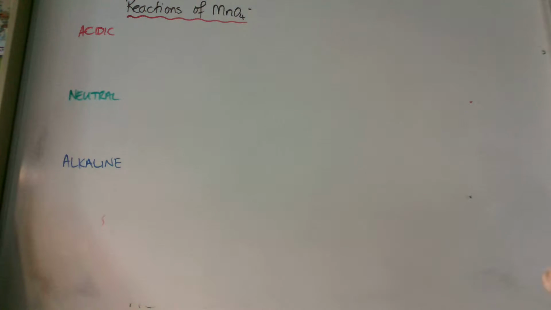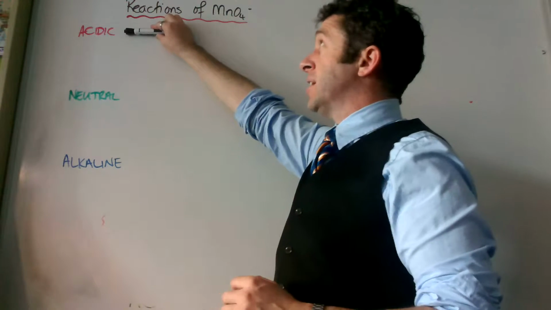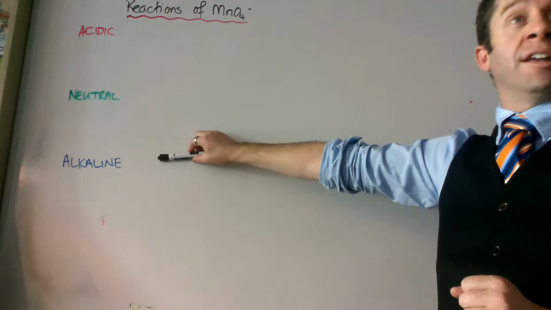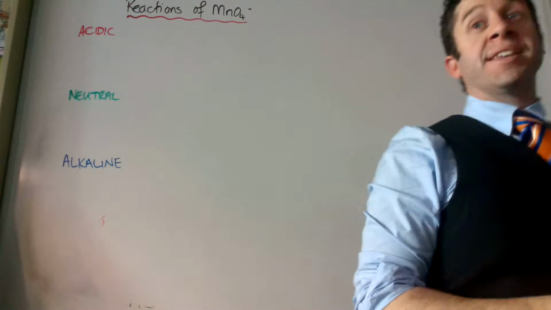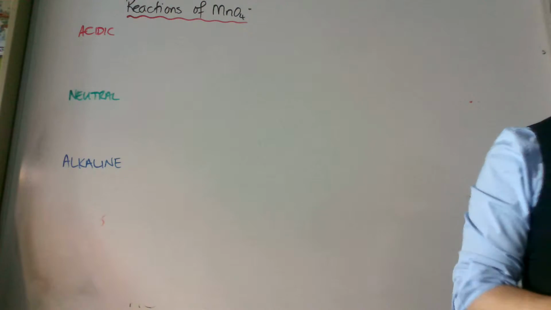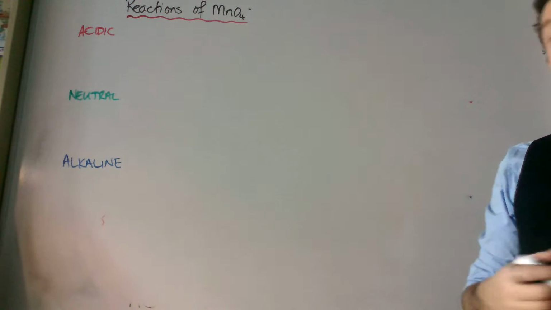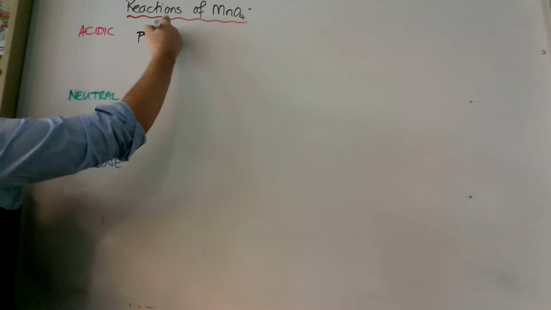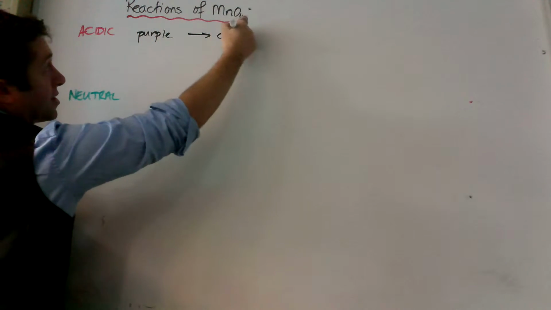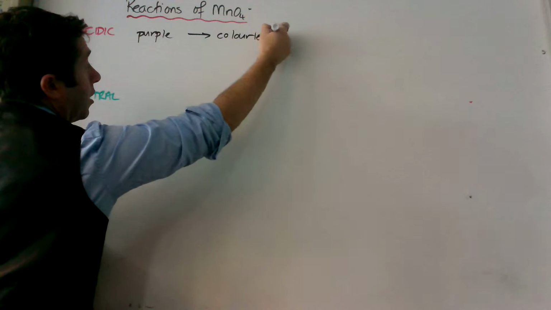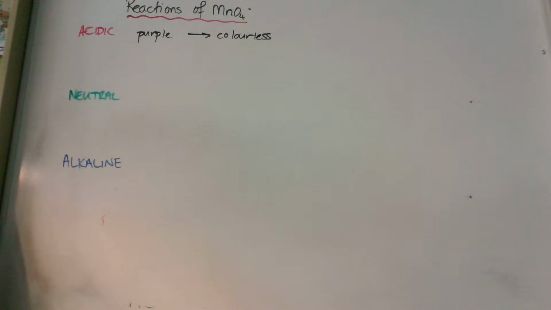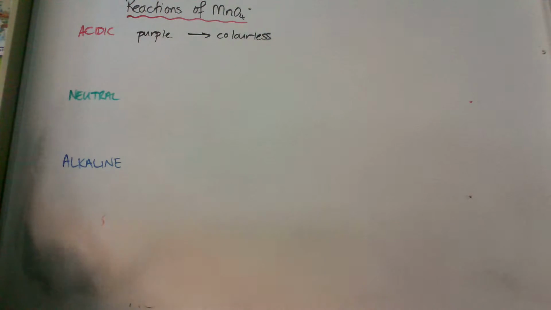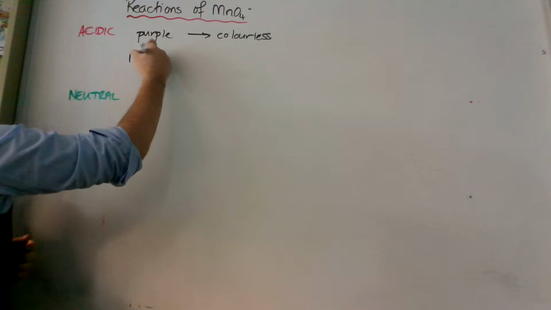So it actually has three different reactions, whether you're working under acidic conditions, neutral conditions, or alkaline conditions. And we need to know how to balance half equations for all three. So in our first reaction that we looked at, we had purple permanganate turning into a colourless solution, which we know is manganese 2 or Mn2+. So we can use those observations to write the start of our half equation.